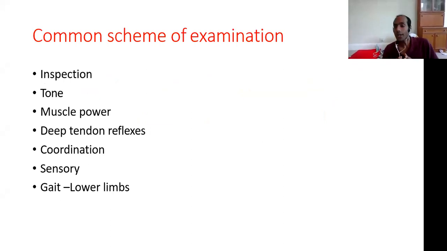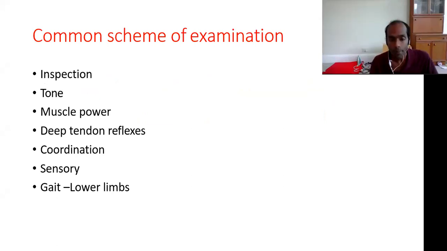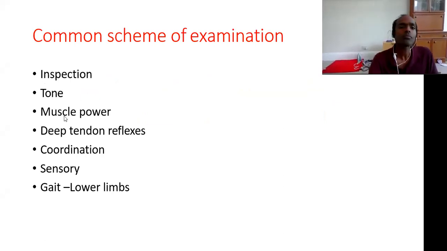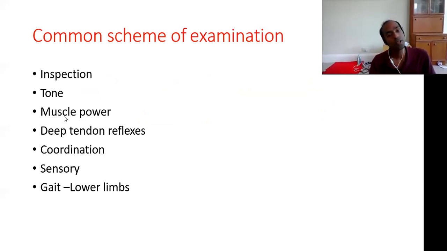Right, now again we start off with the examination technique. For the upper limb and the lower limb, there is a common scheme of examination. The themes that we use for examination are the same for upper limb and for lower limb, so it's easier to remember. The structure is different from the other systems, but the upper limb and the lower limb examination have a common theme. Obviously we start off with inspection, move on to examination of the tone, then the muscle power, then we go on to the deep tendon reflexes, coordination, sensory. And if you're examining the lower limbs, obviously examination of the gait is important as well. These are the common themes of examination in the upper limb and the lower limb.